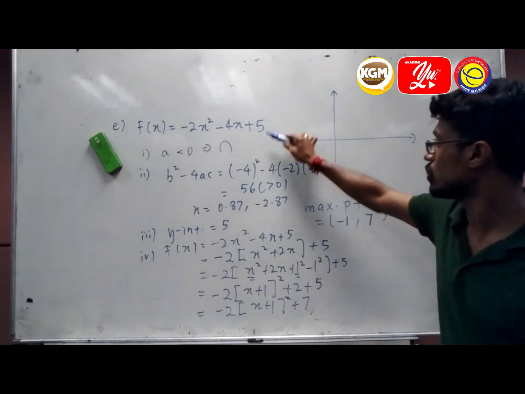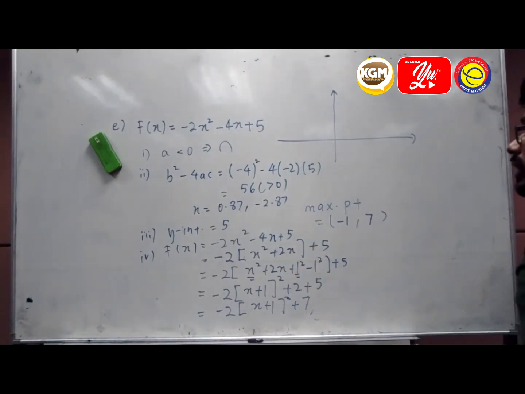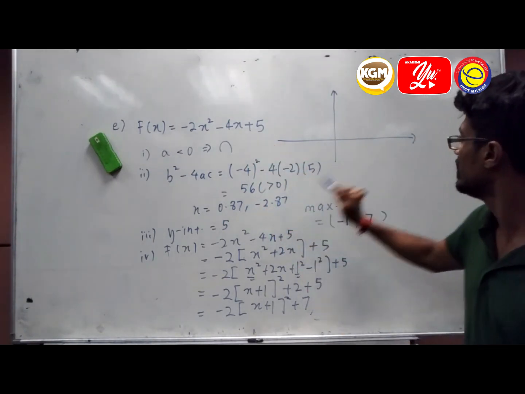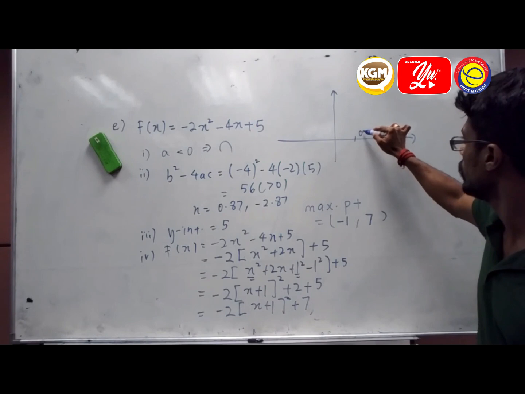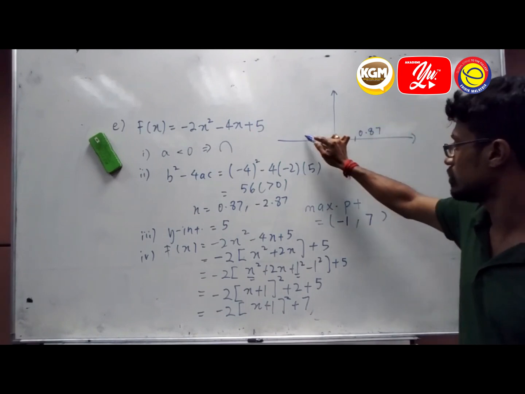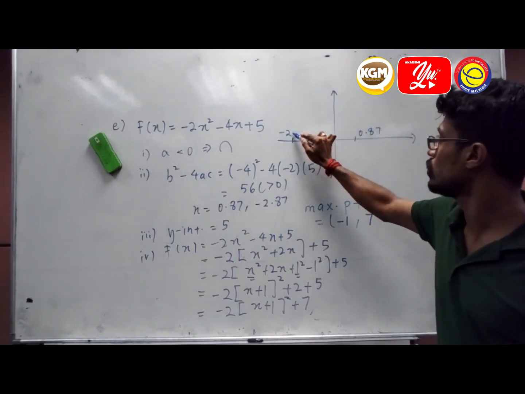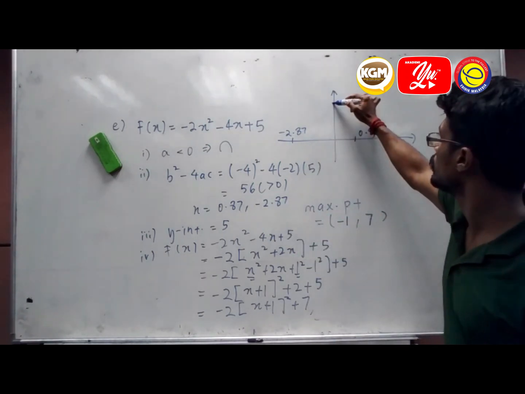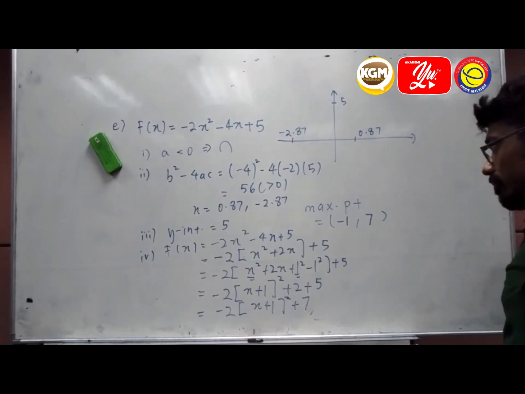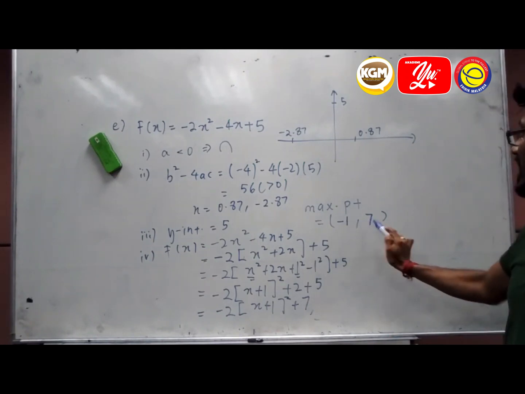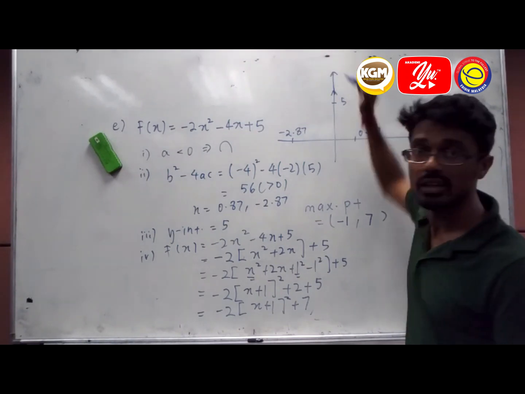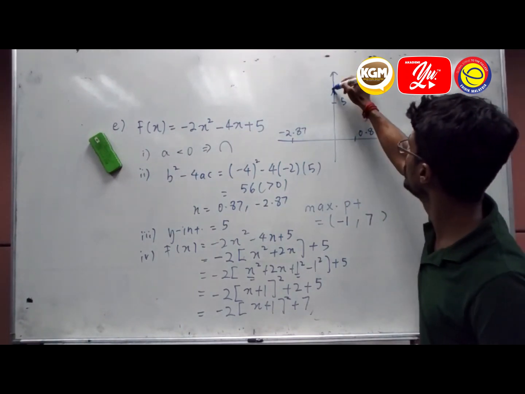So we will scan through one by one. Okay, so this is just the shape. You're going to cut at these two places. So 0.87 going to be here. This is going to be your -2.87. Y-intercept is going to be 5. So I'll be here. Your maximum point -1, 7. Oh, that's going to be quite high. Yeah, still within our frame.